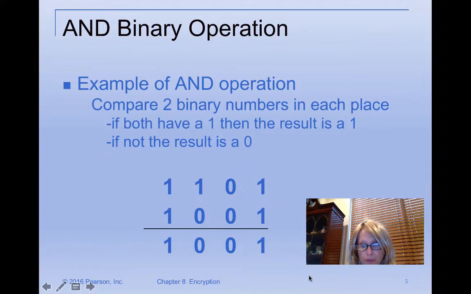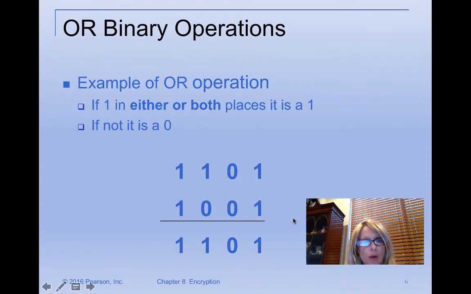Now, if we want to go to the OR operation, if a 1 is in either or both, then it's a 1. So in this situation, we compare those same two numbers, and we get a different number. We see that we have 1, 1, 1, either or both, 0, up here's a 1, and here's a 1.